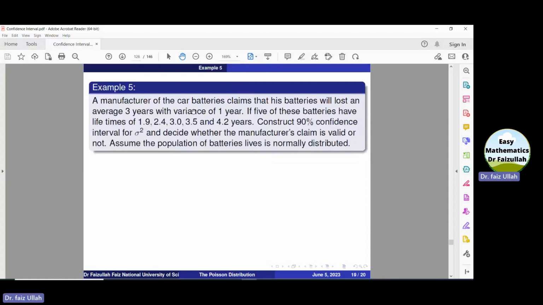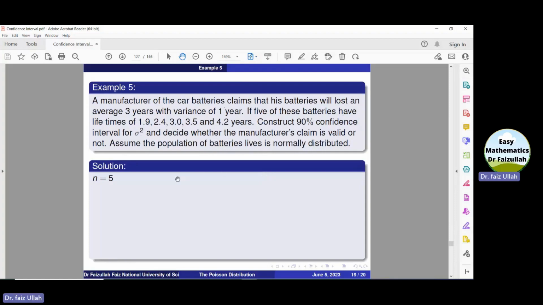A manufacturer of car batteries claims that his batteries will last an average of 3 years with variance of 1 year. If 5 of these batteries have lifetimes of these years, construct a 90% confidence interval for sigma square and decide whether the manufacturer's claim is valid or not. Assume the population of battery lives is normally distributed. Here n is given, which is 5.